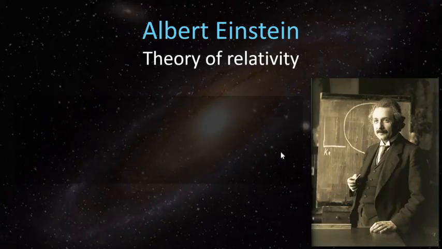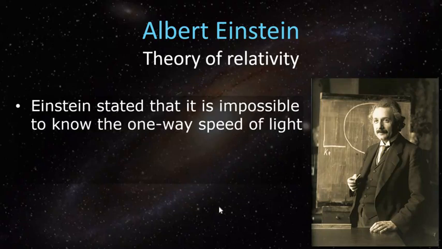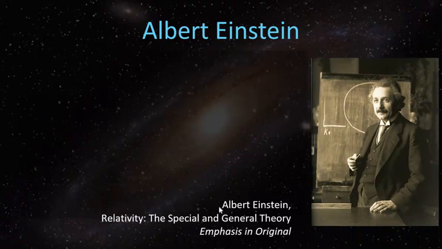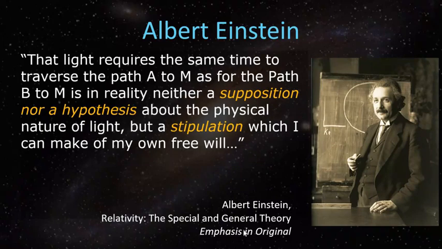This ties to Albert Einstein's theory of relativity. Einstein stated that it is impossible to know the one-way speed of light. We can only know the two-way speed. He wrote in his Relativity: The Special and General Theory, "The light requires the same time to traverse the path from A to M as for the path B to M." M is in the middle, so A and B are on opposite sides.